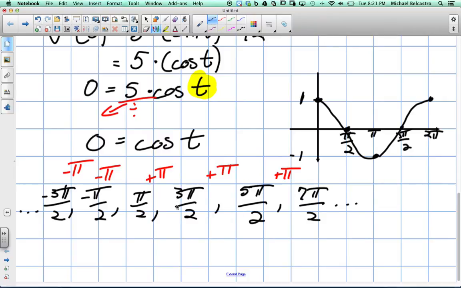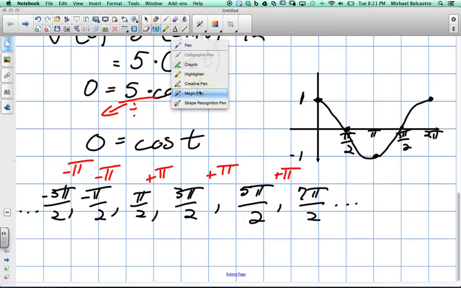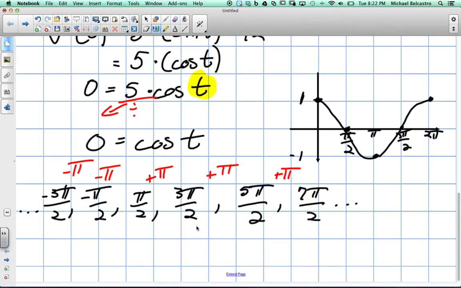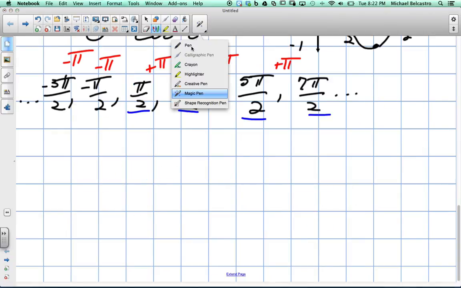But what it's telling us is that's when we're reaching our max and minimum values. So I should be able to plug in any one of these numbers into our original equation, which was 5 sine t plus 12, and find out what those max and min values are. By looking at the cos function, one of them is going to be a rising action and another a falling action. So one is going to be a max and one a min. We just don't know which is which, so we'll test these out to see if we get an alternating idea.